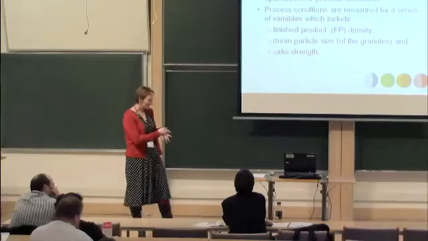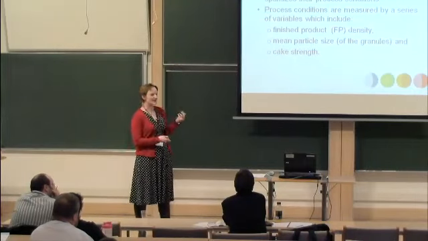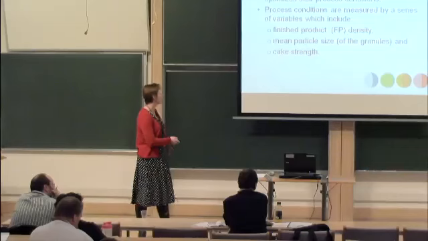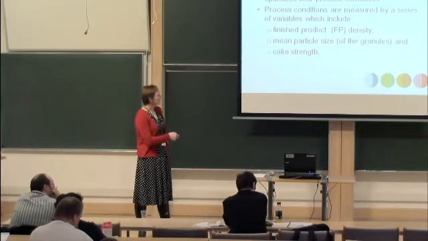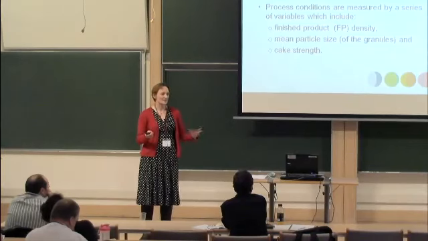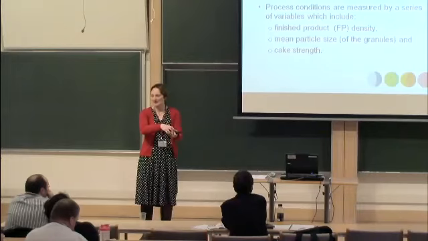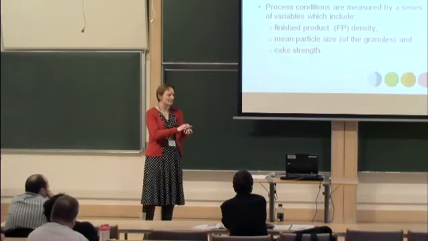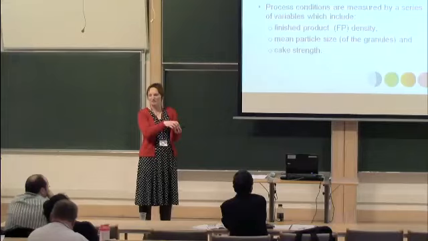So essentially the types of things they look at are the density of the finished product. You want to make sure that it fills the box. They look at the size of the granules. You don't want huge clumps, neither do you want very fine powder. You want to have nice evenly sized granules. And they also measure something called the cake strength. And again, think about your washing powder and you might get nasty big lumps in the bottom. And the cake strength is really just a measure of how easy it is to break those clumps up.